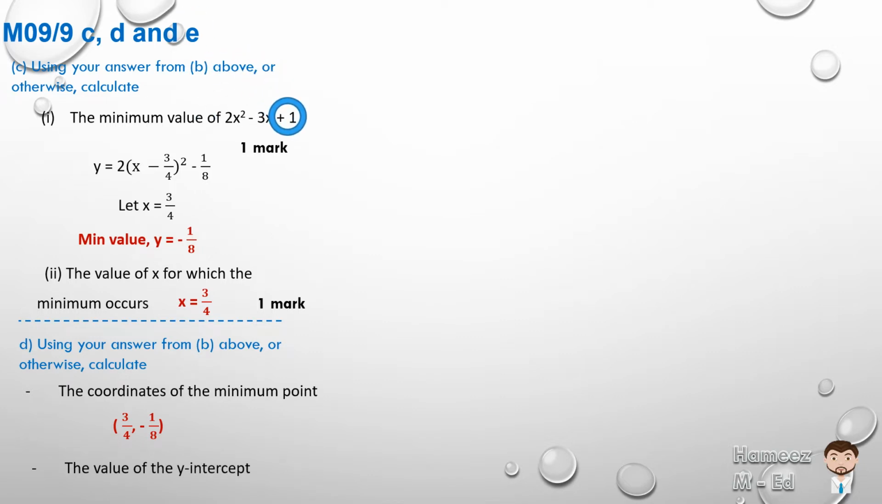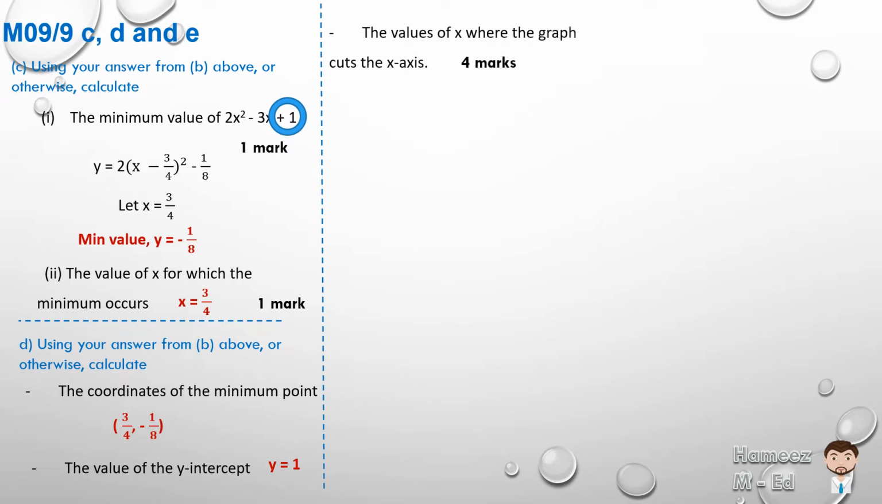We had ax squared plus bx plus c. So whatever the c value is, that is the point where the function cuts the y-axis, meaning the y-intercept. In this case, it cuts at 1. The values of x where the graph cuts the x-axis.